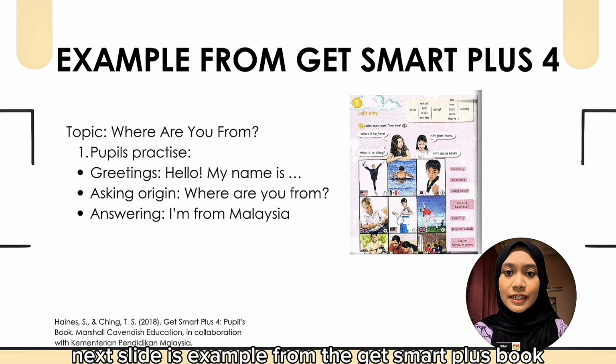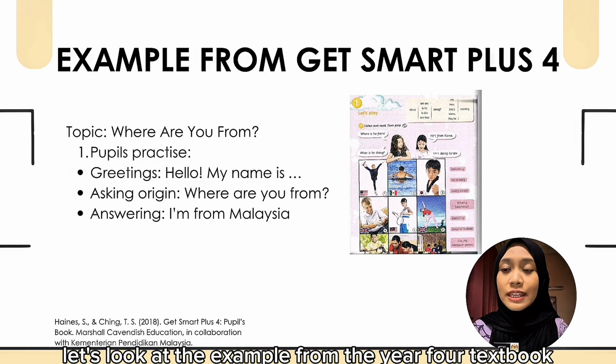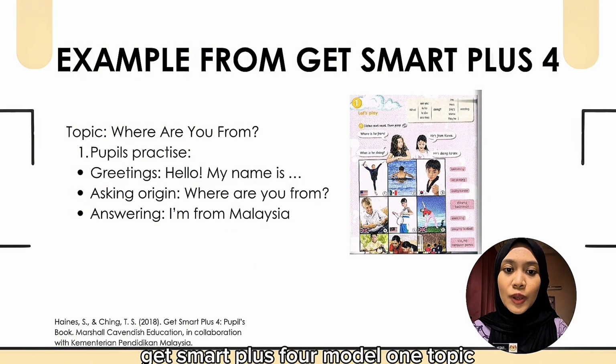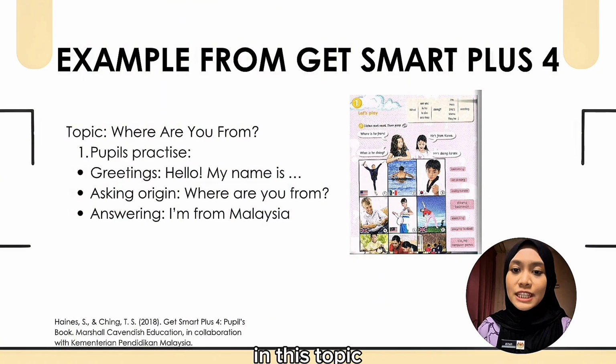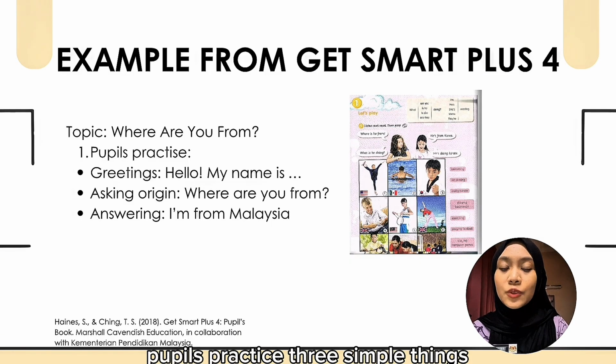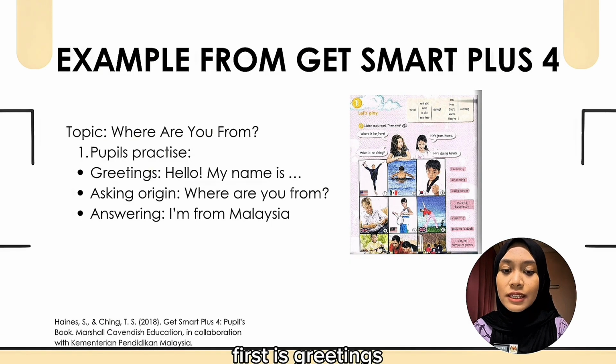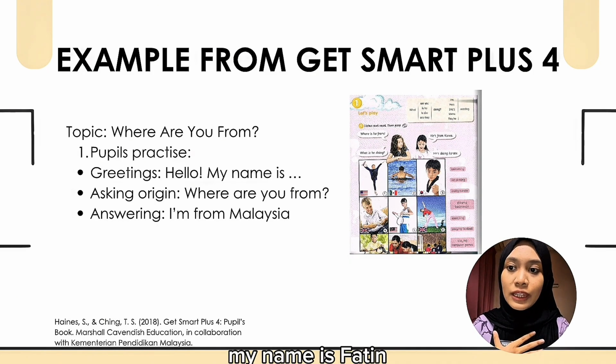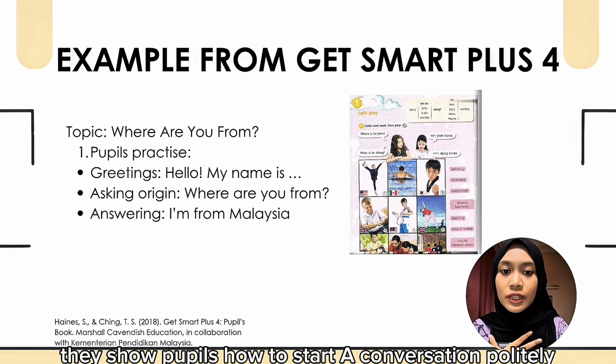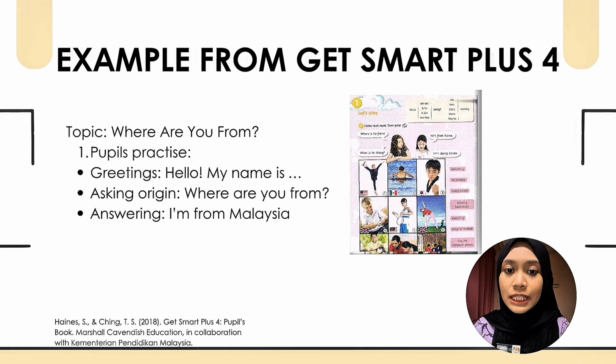Next slide is an example from the Get Smart Plus book. Now let's look at the example from the Year 4 textbook, Get Smart Plus 4, Module 1, topic Where Are You From? In this topic, pupils practice three simple but important skills. First is greetings. For example, hello, my name is Fatin. They show pupils how to start a conversation politely.